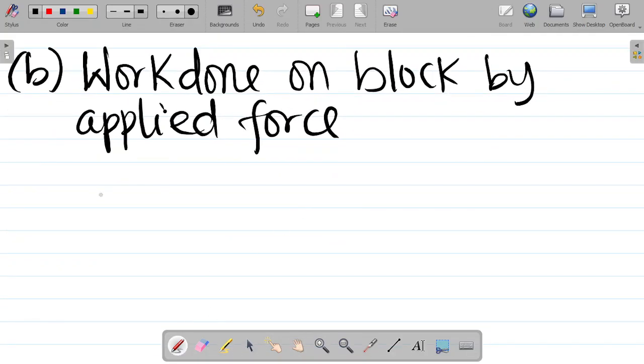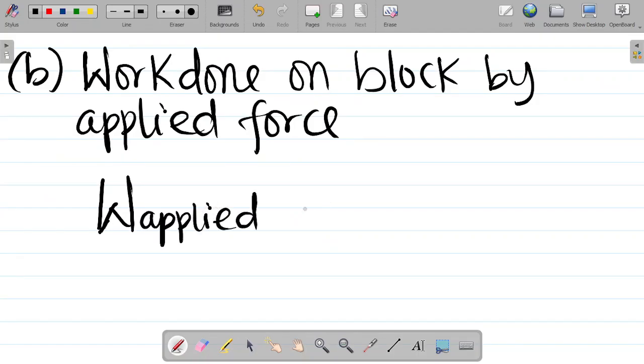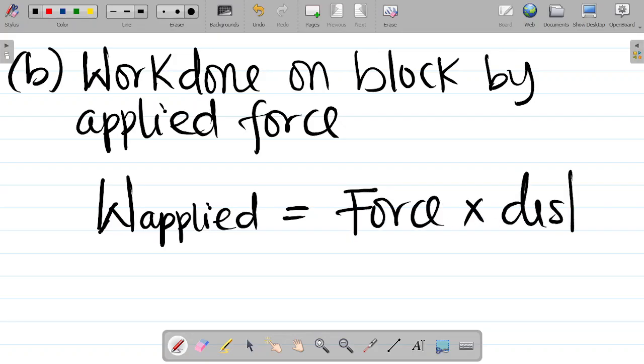So I'll just call this work applied, W applied. Work applied is equal to force. Of course, work is always force times distance. Always this, right? Force times distance. That's work done.